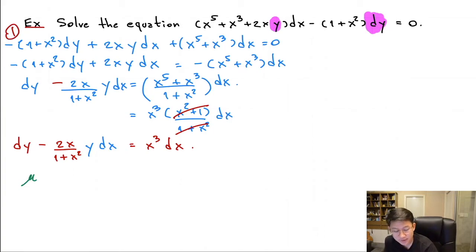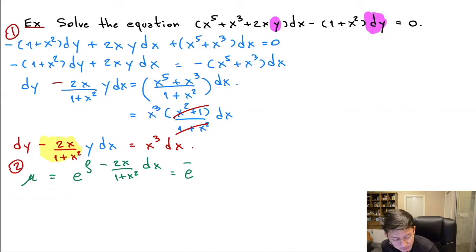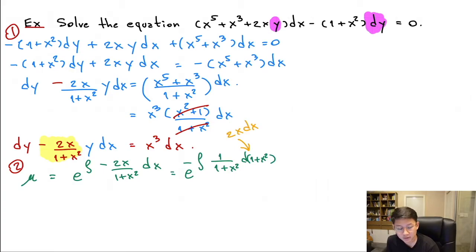So my integrating factor mu, that is the first step, to rearrange the equation. The second step is to find the integrating factor, which is e to the integral of the thing in front of y. So it's the integral of minus 2x divided by 1 plus x squared dx, and that is actually e to the minus integral of 1 divided by 1 plus x squared d(1 plus x squared). Guys, don't forget d(1 plus x squared) is actually 2x dx, because the derivative of x squared is 2x, and you have dx.